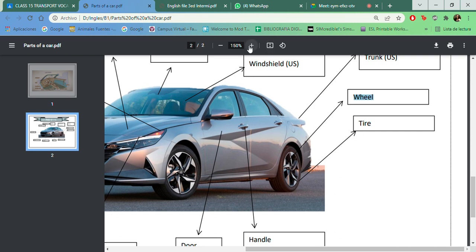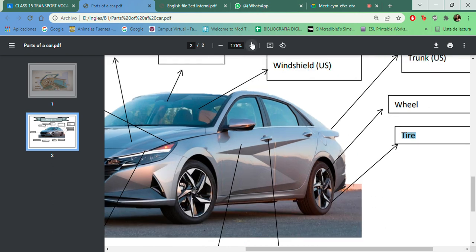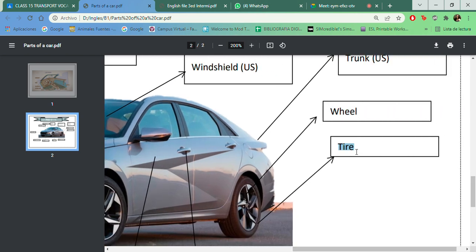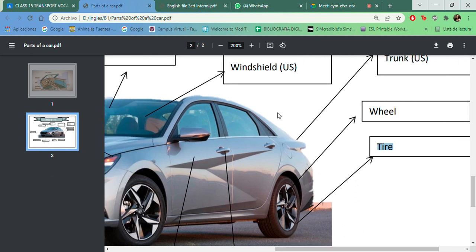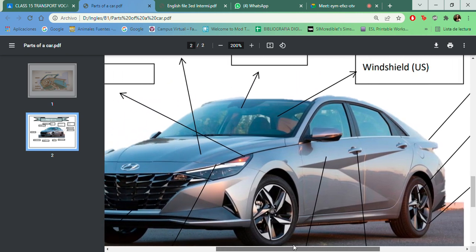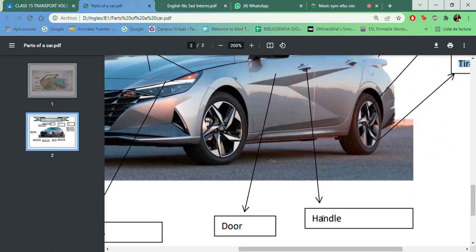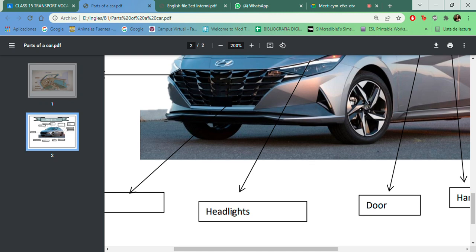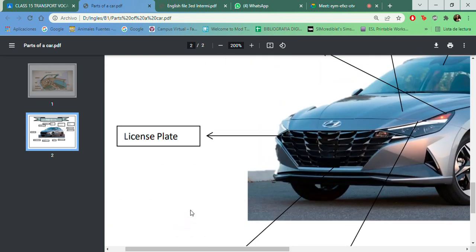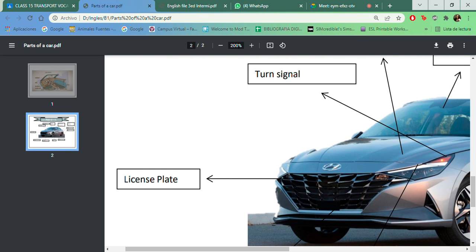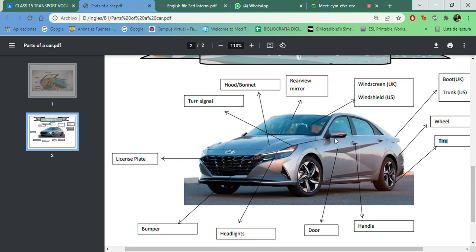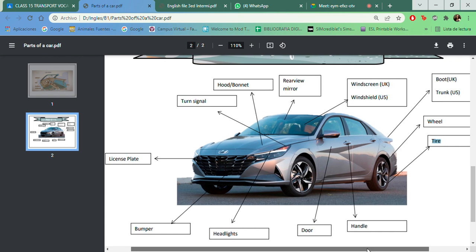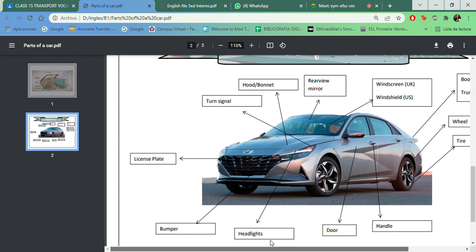These are wheels and these are tires, okay? These are the tires and this is the wheel. Tires is like llantas. Exactly. Okay. Here we have the handle, the door, and in front of the car you have the headlights, the bumper, and the license plate, okay, as well. Any questions about this? No. Right.